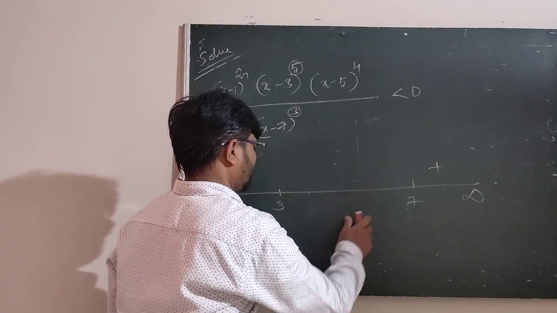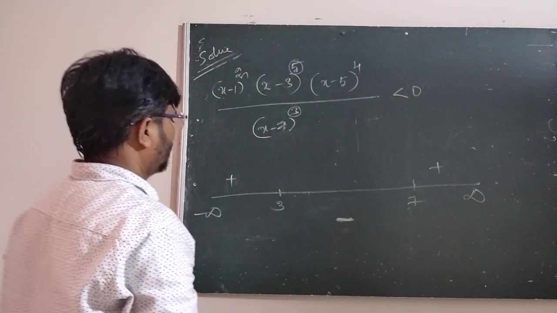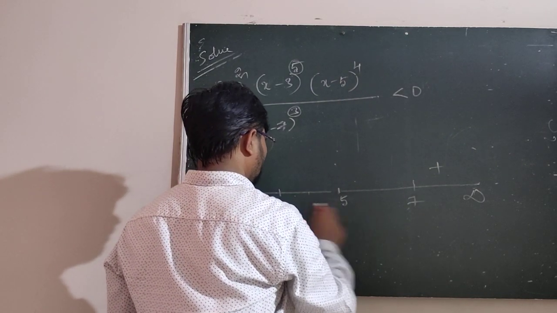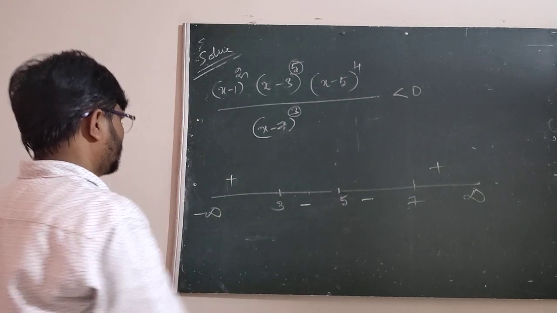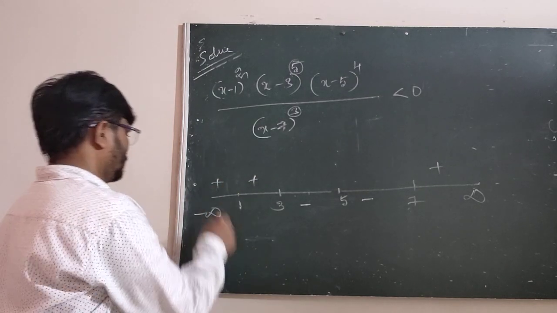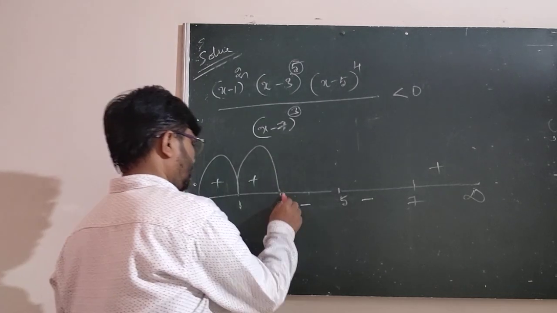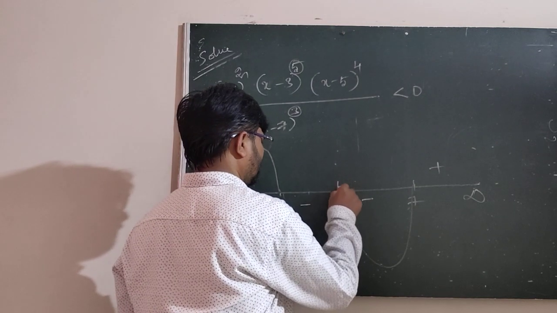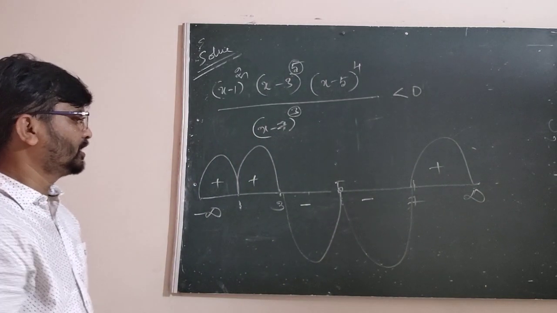Now we can insert the values. The 5 is in between this one. So this is a minus minus. Now the 1 is this one, here 1. So now you can write plus plus. Now here the answer is plus, this one. This is the solving of the repeated inequations.